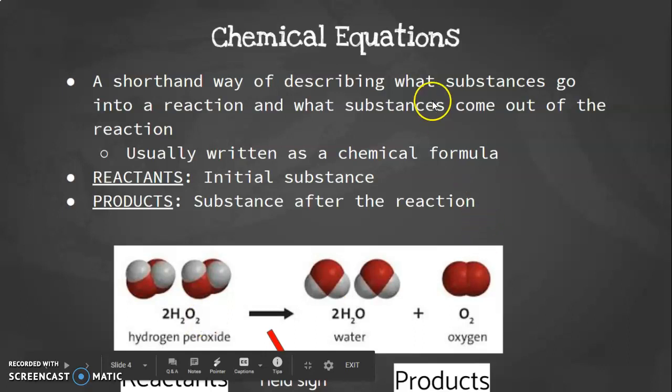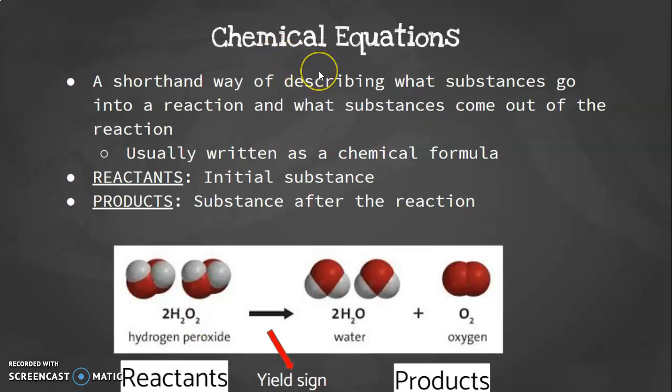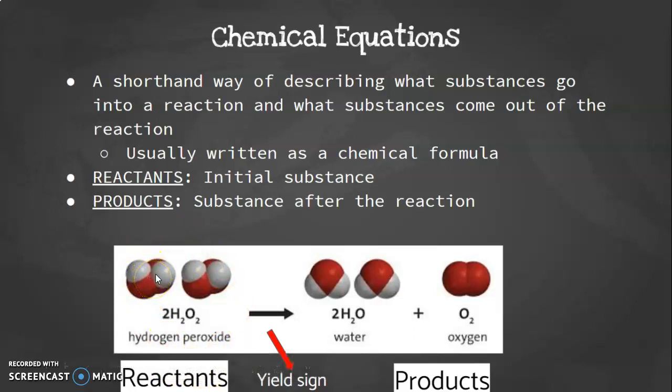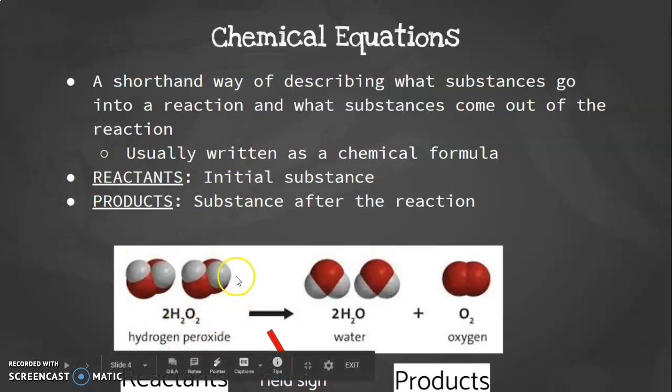So when we have a chemical reaction and we're writing the chemical equation for that reaction, we have two things. We have a reactant, and that's the initial substance, that first thing that we have. So my hydrogen peroxide is called a reactant. Then we have our product. Our product is a substance that we have after our reaction. So our reactant becomes our products. Our hydrogen peroxide becomes water and oxygen. The reactant goes in and the product comes out.